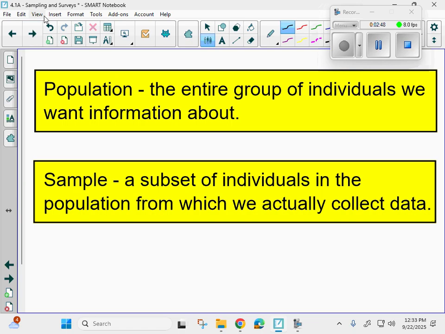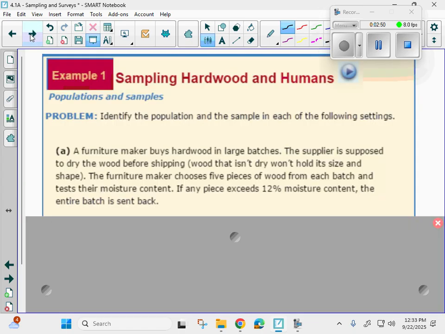All right, identify the population and the sample. They'll have you do this in the homework tonight. Just identify what's the population and what's the sample. A furniture maker buys hardware in large batches. The supplier is supposed to dry the wood before shipping, because wood that isn't dry won't hold its size and shape. The furniture maker chooses 5 pieces of wood from each batch and tests their moisture content. If any piece exceeds 12%, the entire batch is sent back.